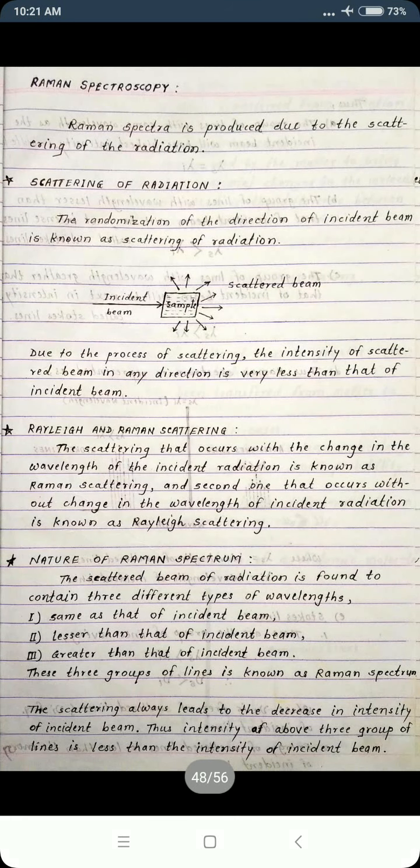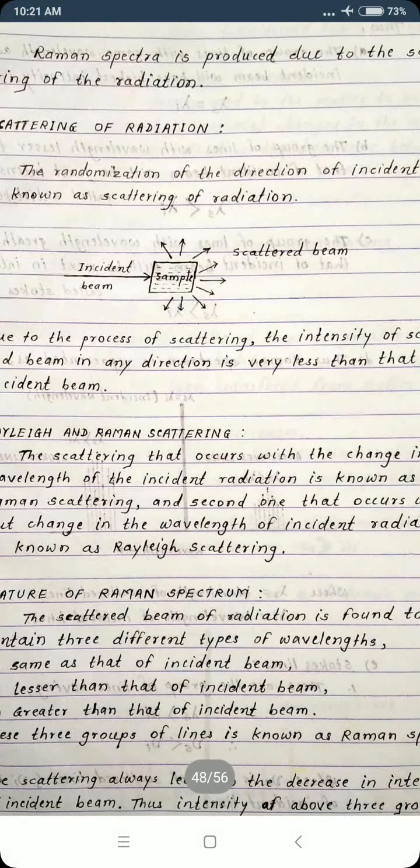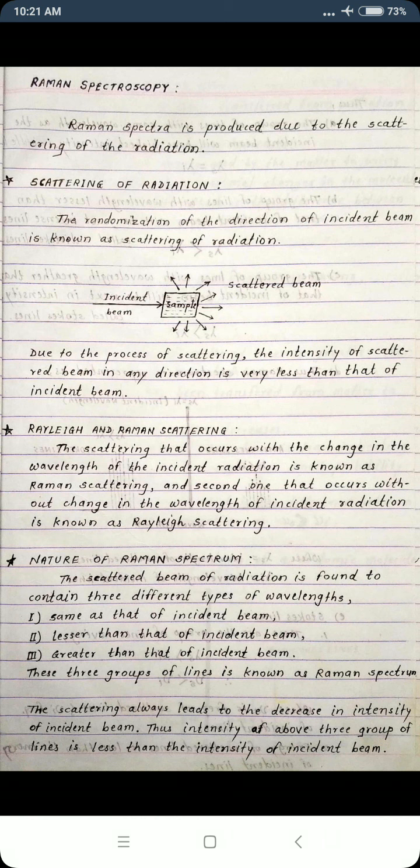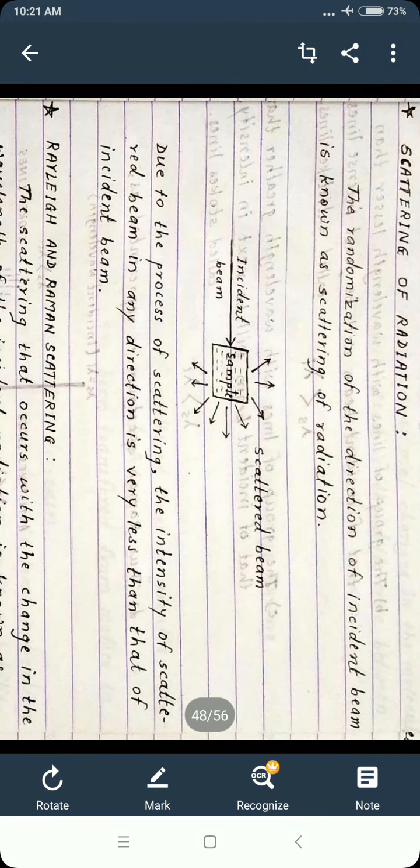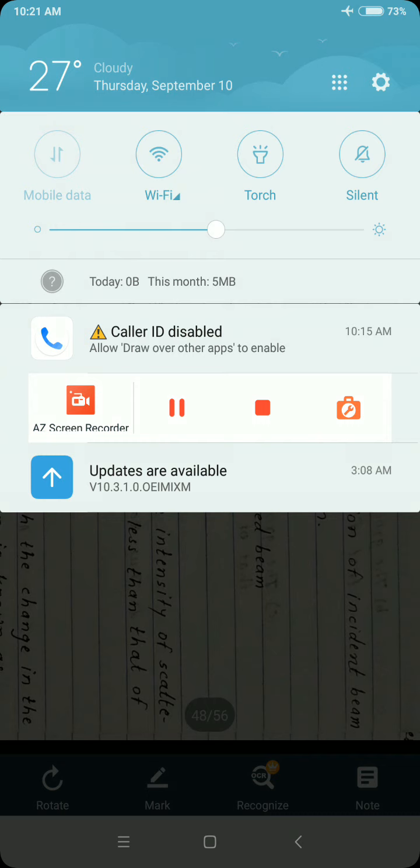The same equation is there. Then Raman spectroscopy. We will discuss Raman spectroscopy in the next lecture. Thank you.